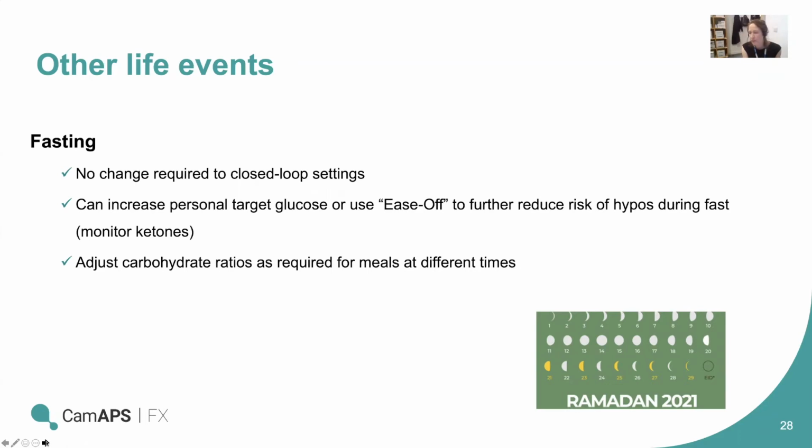One thing to be aware of, obviously with closed loop, insulin delivery can be completely suspended for periods. So it is worth keeping an eye on ketones. With the combination of fasting and minimal insulin delivery, you might need to monitor ketones during that.